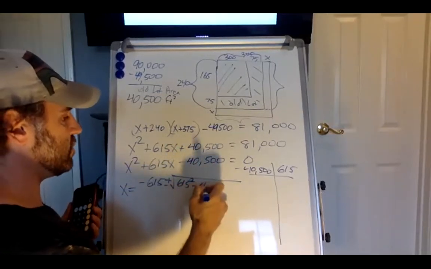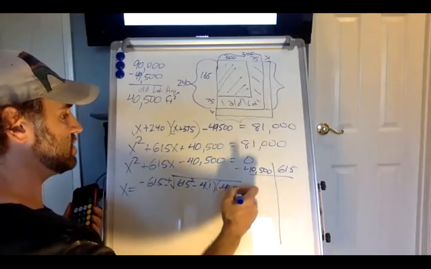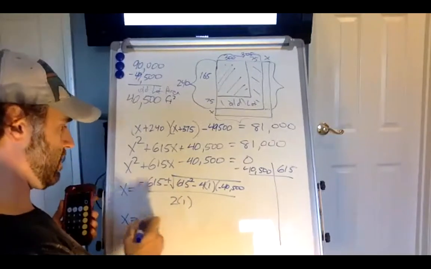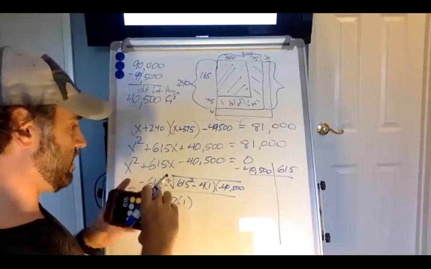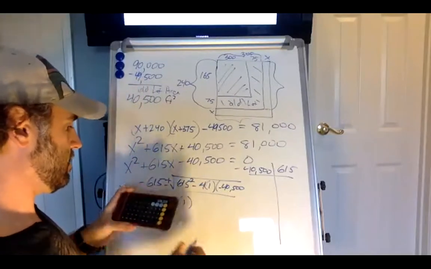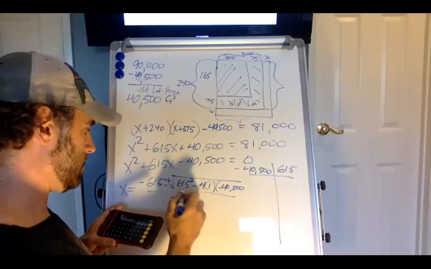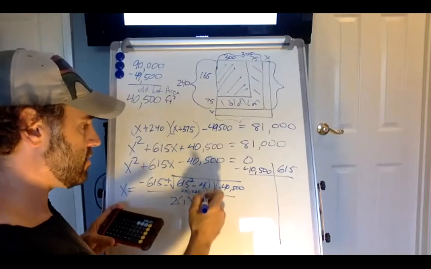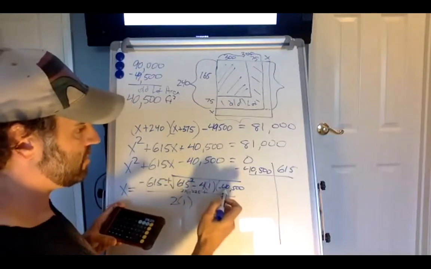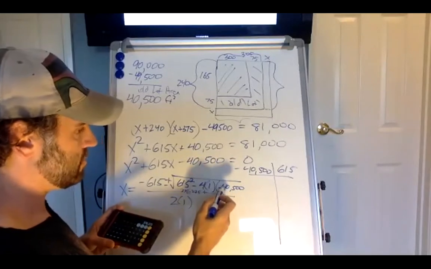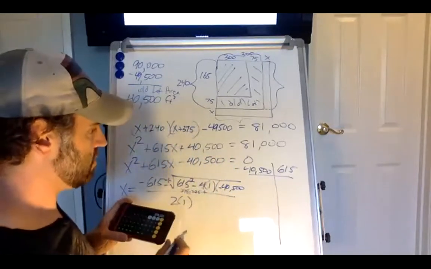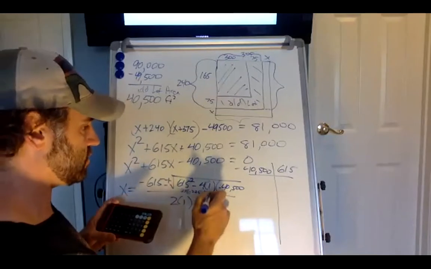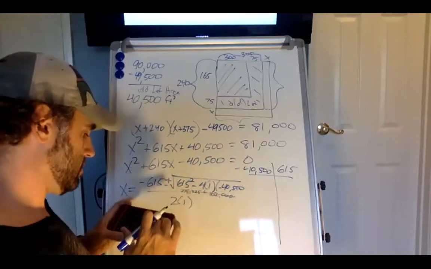615 squared minus 4 times 1 times negative 40,500, all over 2 times 1. Let's start simplifying it down. So 615 squared is 378,225. Mr. Osler, are you using the calculator? Yeah. Well, in that case, if that's permitted, we could just plug the entire equation into a calculator. Google calculator would serve the purpose. Okay, go for it. 81, so 162 plus 162,000.